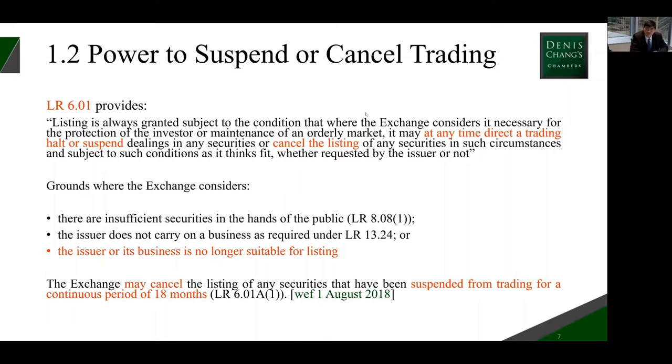Before moving on to the next slide, there is a fourth basis, which is a new introduction in 2018, that the exchange may, at its discretion, cancel the listing after the suspension has been prolonged for a period of 18 months. This is an important feature that has been introduced into our system. The correctness of this feature will also be examined at a later stage in the webinar.